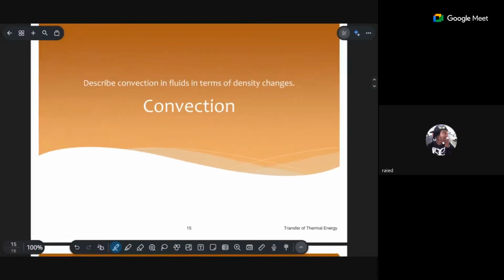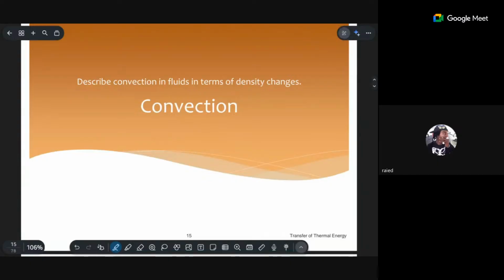Now I'm going to discuss convection. Convection is that mode of heat transfer which takes place in fluids. Fluids mean gases and liquids.